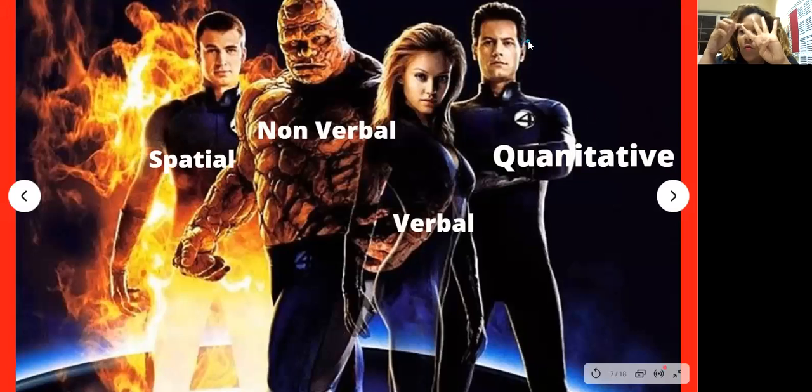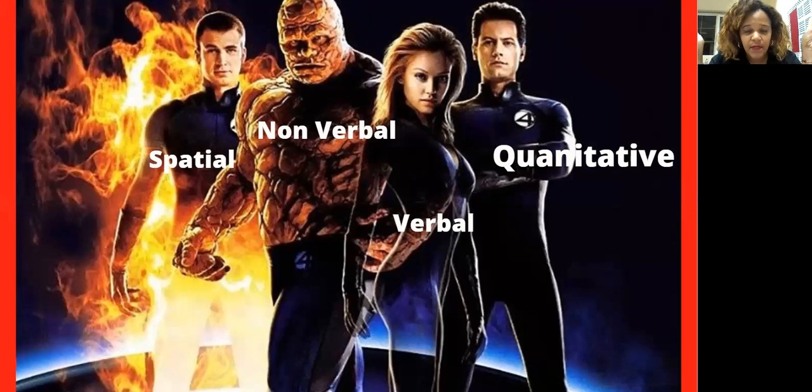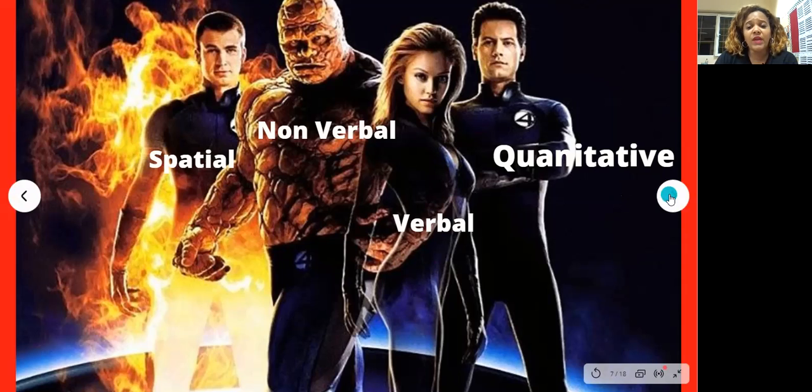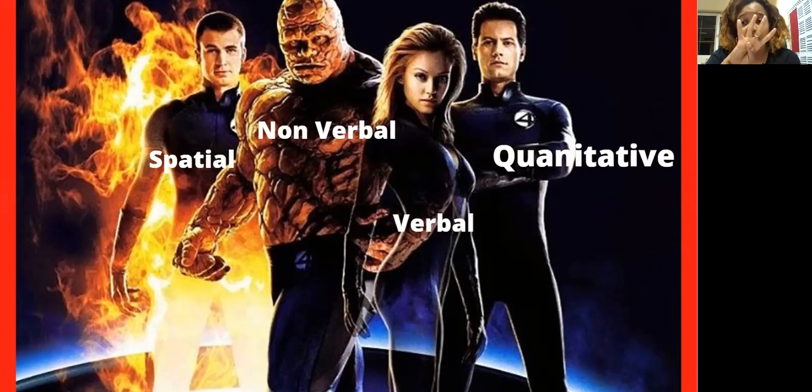There's 4 superpowers. Just like right here, if you know your comic book heroes, there's 4 comic book heroes. So your superpowers are spatial, nonverbal, verbal, and quantitative. So in this case, we have the Human Torch, spatial. We have the Rock, nonverbal. We have Invisible Force, verbal. And we have quantitative, who is Mr. Fantastic, fantastic figures.